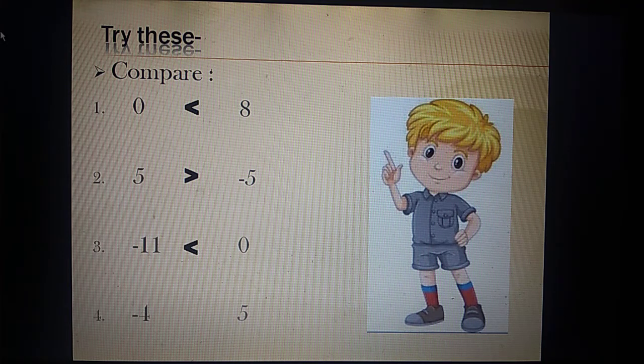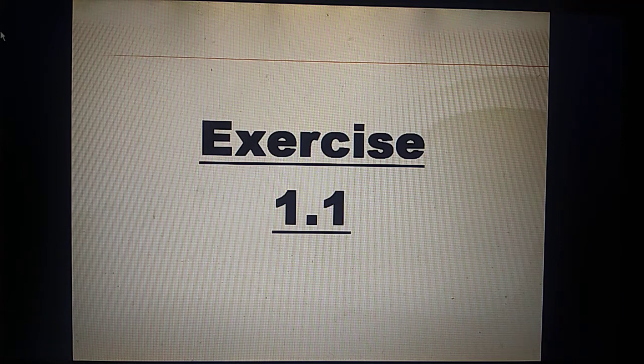Next, minus 4 and 5. Again, a set of negative and positive integers. Which one is greater? Yes, positive. Now, moving to Exercise 1.1. Here, this is your question number 1.